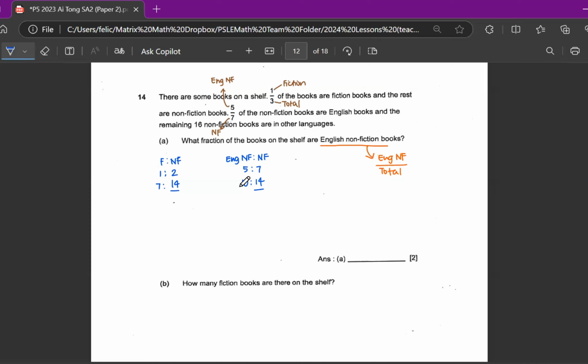Okay, so let's go on to create that. English non-fiction, as you can see, is 10 units. Remember to use the latest units. Don't go and use 5 already. Okay, so 10 units. Total books. Total means you have to add fiction and non-fiction. Do not add English non-fiction again because English non-fiction is already part of the non-fiction. English is already part of NF. So 7 and 14 add together, fiction plus non-fiction. So it's 10 over 21. I think that's the simplest form. So yeah.